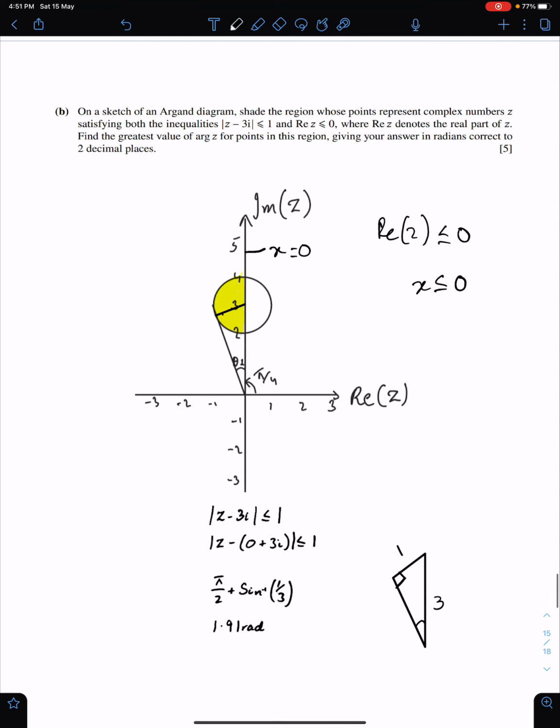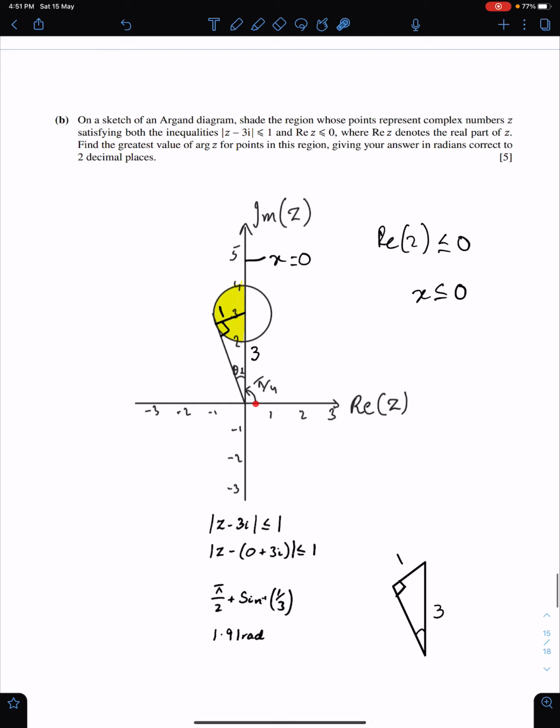Well, this is 90 degrees, because a tangent is always perpendicular to the radius. This is 1 and this length is 3. Now we need the greatest angle, the greatest value of argument z. For that you need to draw a tangent from the origin to this circle. So this is the greatest value of argument z. This angle is pi by 2.